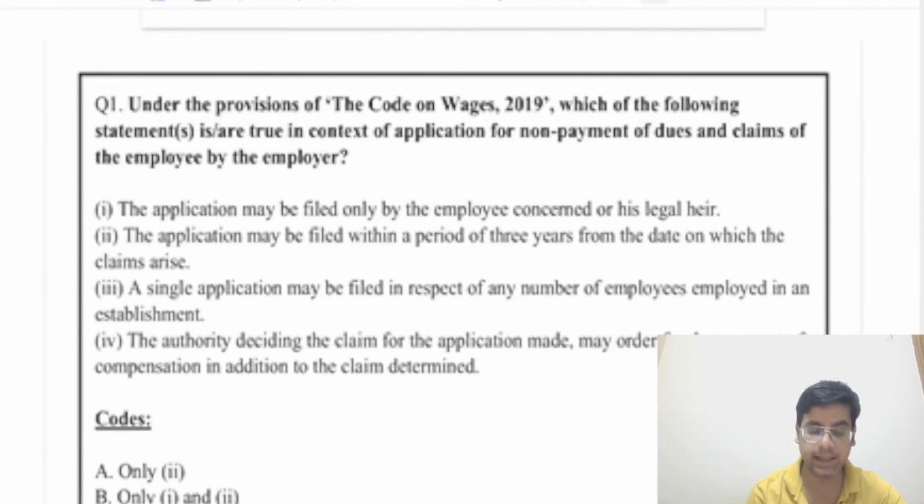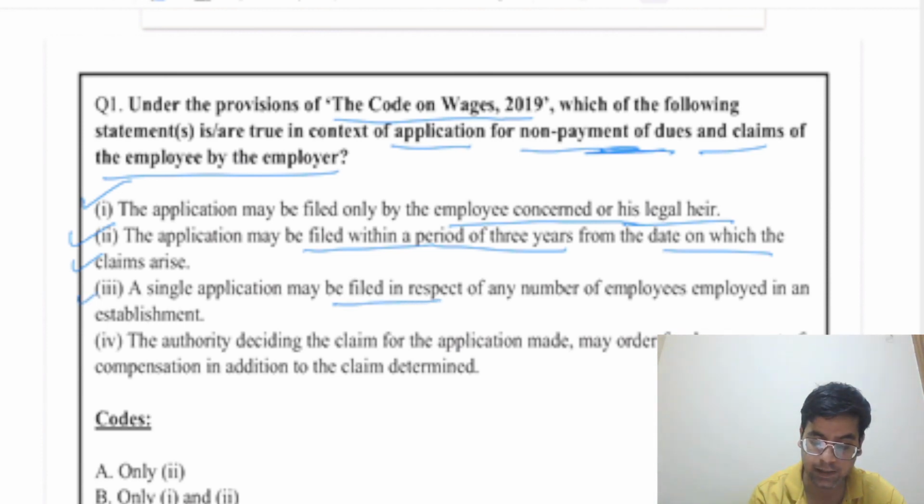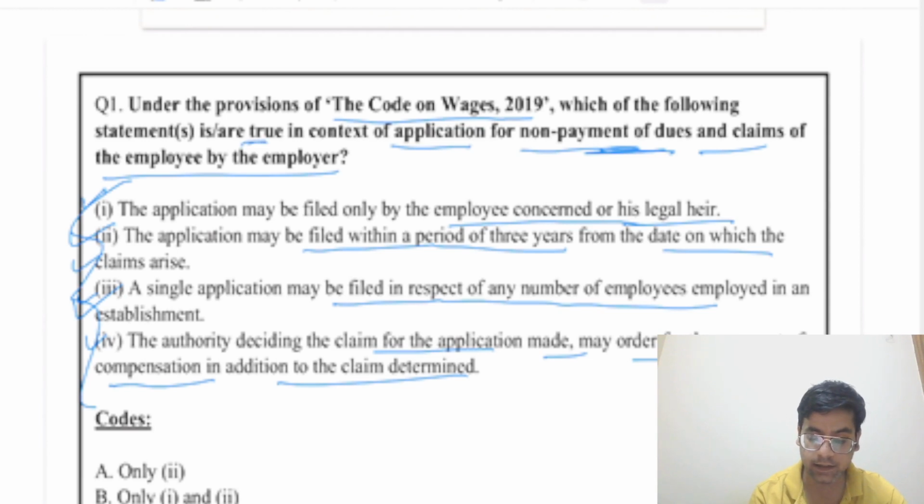Question number 1 says, under the provision of the Code on Wages 2019, which of the following statements are true in context of application for non-payment of dues and claims of the employees by the employer? The statements given are: number 1, the application may be filed only by the employee concerned or his legal heir. Second, the application may be filed within a period of 3 years from the date on which the claims arise. Third, a single application may be filed in respect of any number of employees employed in any establishment. And fourth, the authority deciding the claim for the application made may order for the payment of compensation in addition to the claim determined. So these are four statements. You have to decide which one is true in context to the application for non-payment of dues and claims of the employee by the employer.